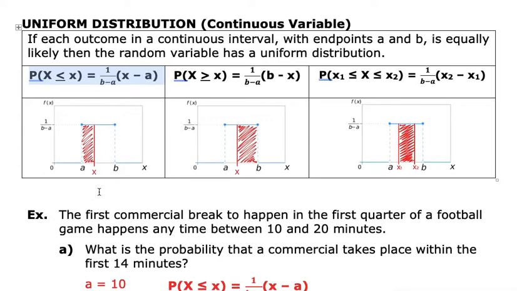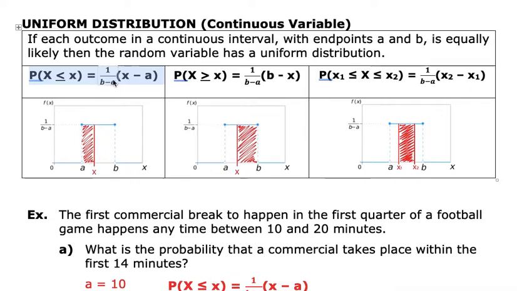Now, in order for this to have an area equal to 1, notice that B minus A is the length of this side of this giant rectangle, which has all of the probability underneath it. And if it's length times width, we have B minus A in the numerator, then this side would have to be equal to B minus A in order for that area to equal 1 underneath the curve.